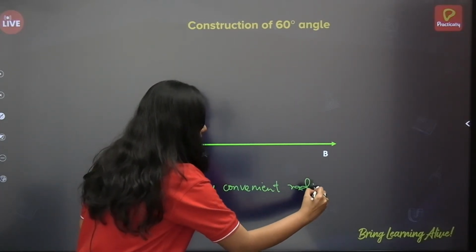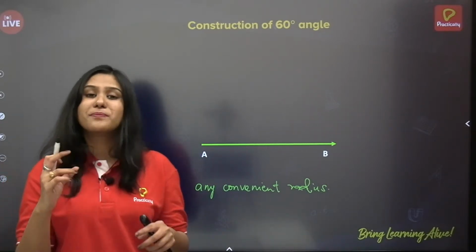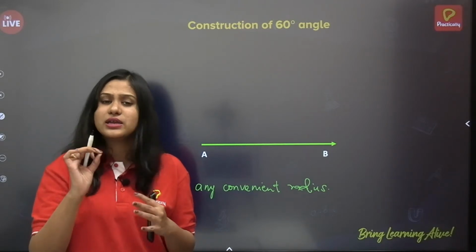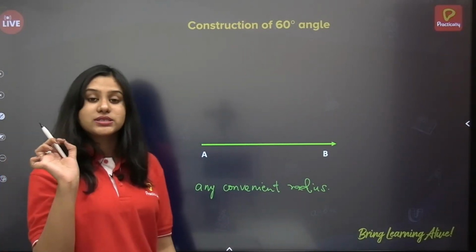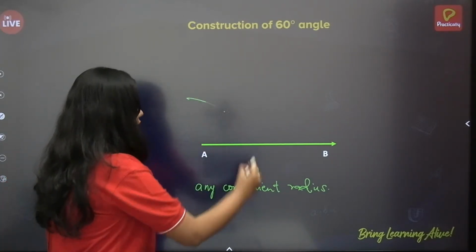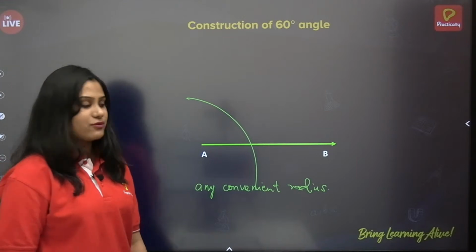So what is meant by any convenient radius? You need not measure something of a particular length. You can just take any convenient radius. Now place the needle of the compass at point A and draw an arc. Alright, I have drawn an arc.